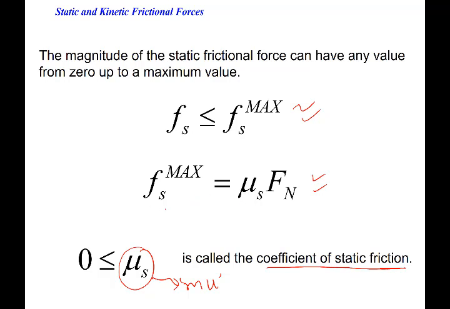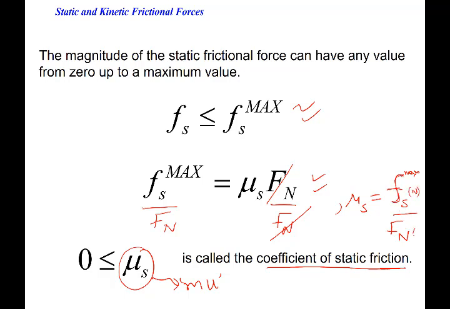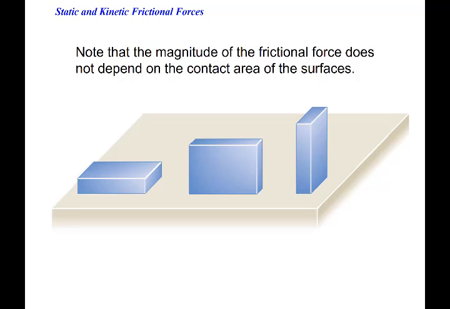If I divide this equation on both sides by Fn, I can define the mu s. The mu s is therefore equivalent to the force of static friction, if it's maximum, divided by normal force. Since both are forces, the unit is Newton for both of them, so the coefficient of static friction has no units. Because it's a coefficient, it's the ratio of similar types of quantities, the units cancel out.